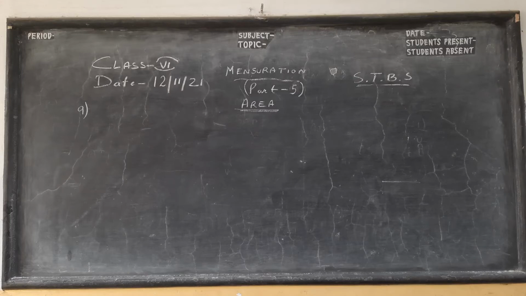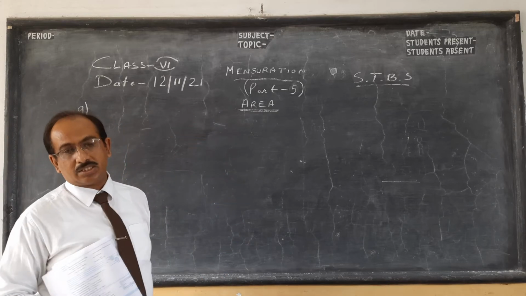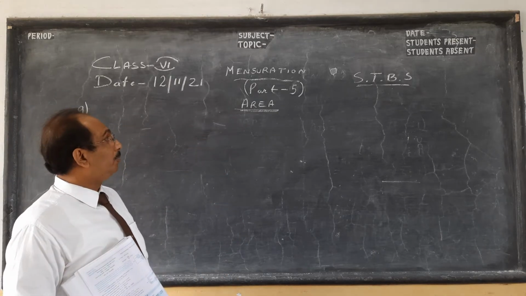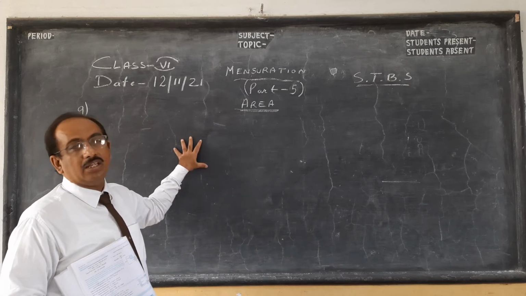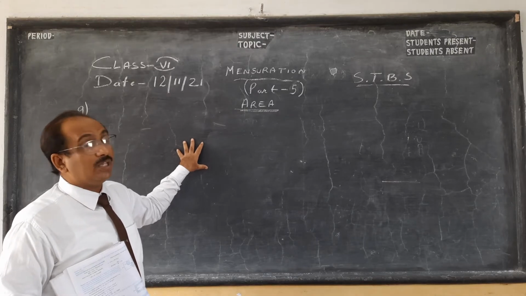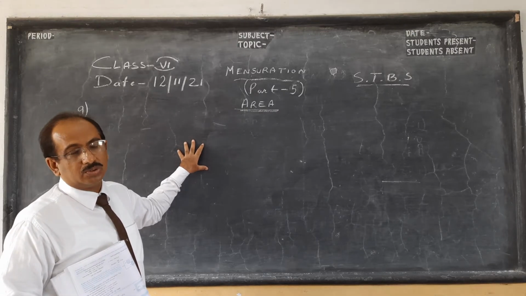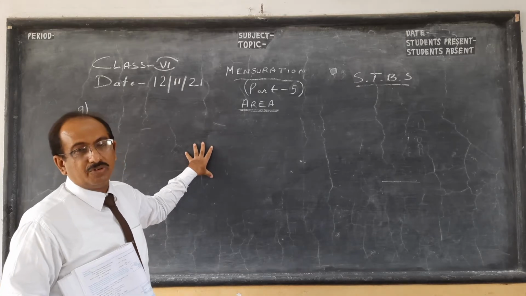So hello children, we move on to part 5 of our lesson on mensuration for class 6. In my earlier part 4 video you will see I have given you an idea of area. Actually area comes from using a graph, so that is a little difficult to teach in this way. So I am giving you the formula.